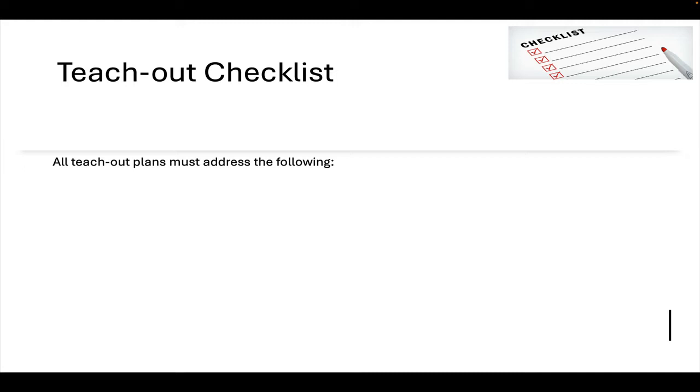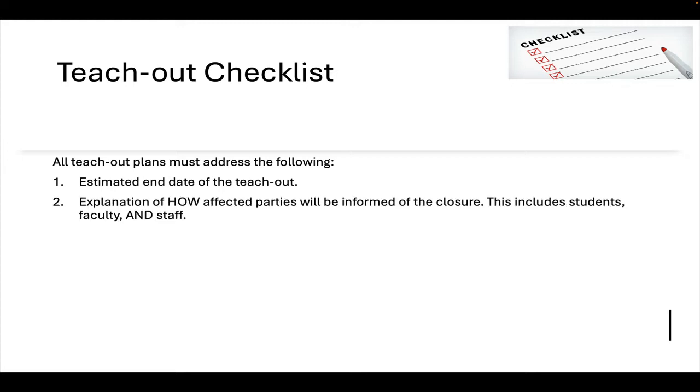And all of our teach-outs require 6 things. And those things are, you have to provide an estimated end date of the teach-out plan. As we evaluate your teach-out, we need to see whether or not it's a reasonable time frame for students. You need to provide an explanation of how affected parties will be informed of the closure. And again, this includes students, faculty, and staff that are involved in that particular program.